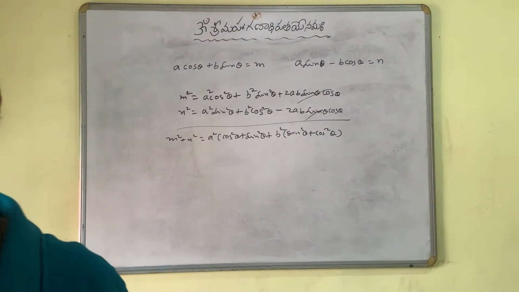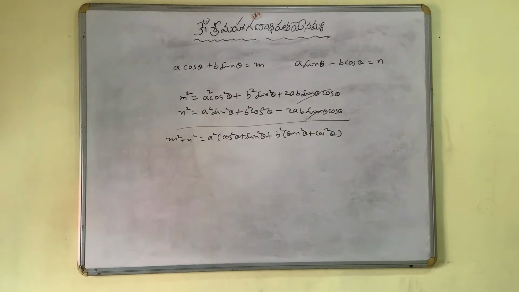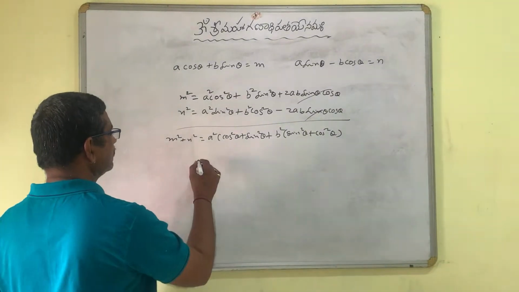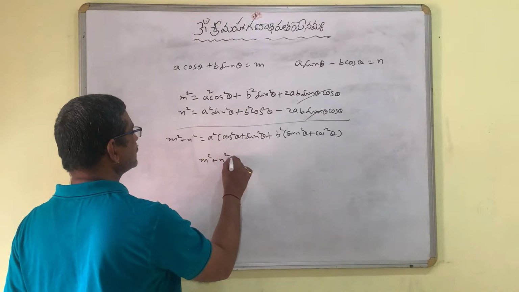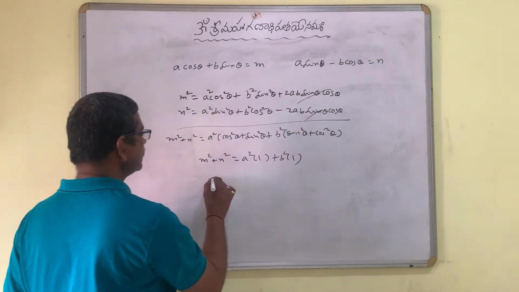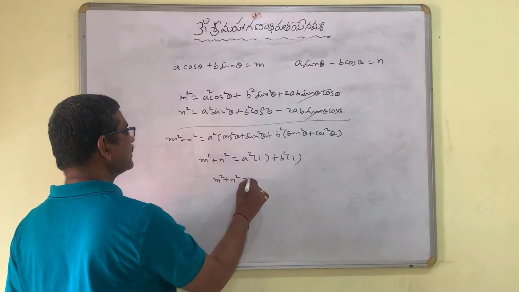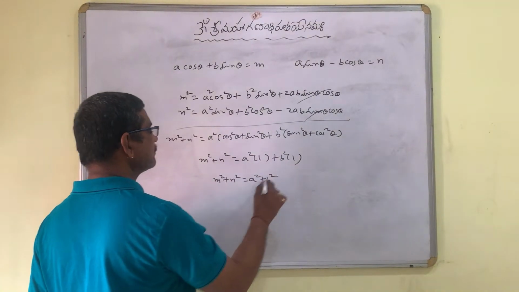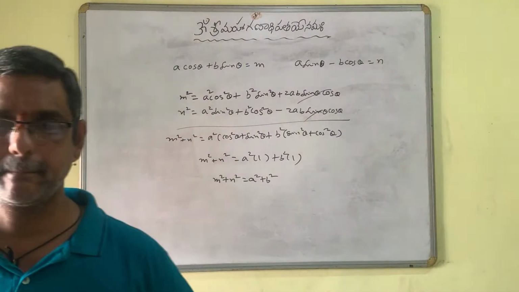Okay. So what we get here? M square plus n square is equal to a square into 1 plus b square into 1. M square plus n square is equal to a square plus b square. Simple.